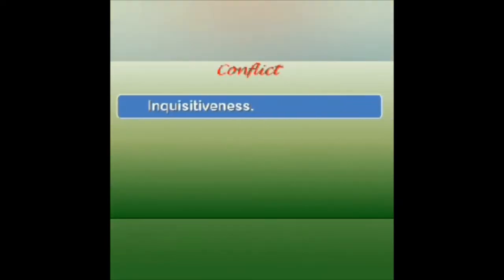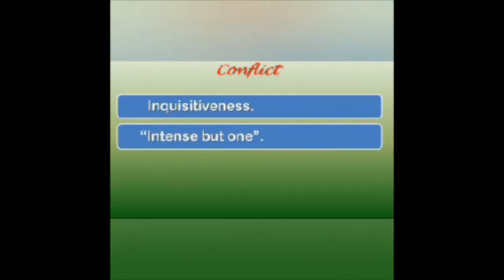Now the next one is conflict. I think you are confused. What is conflict? Conflict means the problem. You can put some conflict into a story just to make it more interesting. The golden rule of conflict is it should be intense, but it should be one. Why? As it is a short story, you cannot put more than one problem in it.